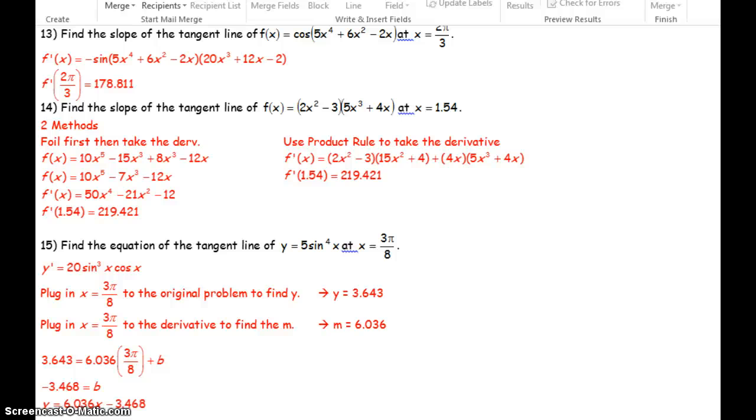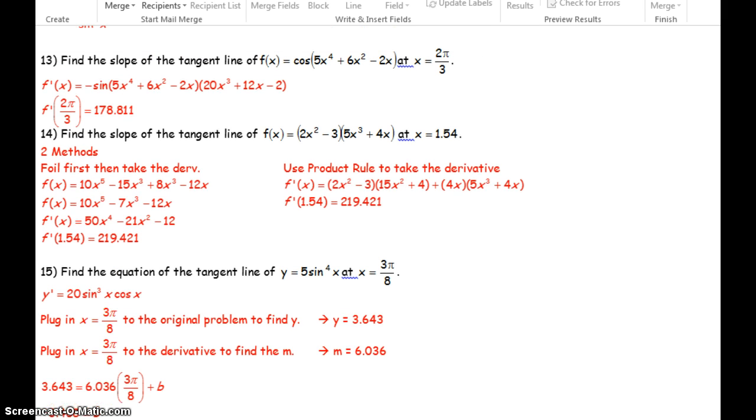This is Unit 3, Derivatives, Review number 3, numbers 13 through 15. So number 13 says find the slope of the tangent line. Remember, whenever you see slope, that's the derivative. You need to find the derivative. The slope of the tangent line, so we're going to find the derivative, and then we're going to plug in the 2 pi over 3 into that derivative so we can actually find that slope.